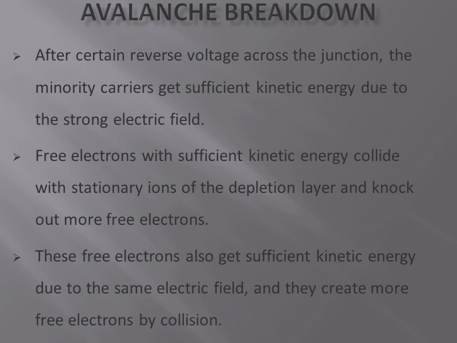During that condition, the minority carriers get sufficient kinetic energy. As I told earlier, the minority carriers on both sides of the PN junction gain kinetic energy due to the applied reverse voltage. Due to this strong electric field, they gain kinetic energy, and this kinetic energy is sufficient for the free electrons to move in that P or N type material, whether they are majority or minority charge carriers.